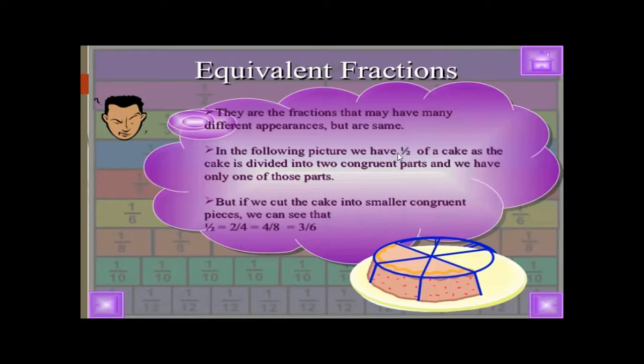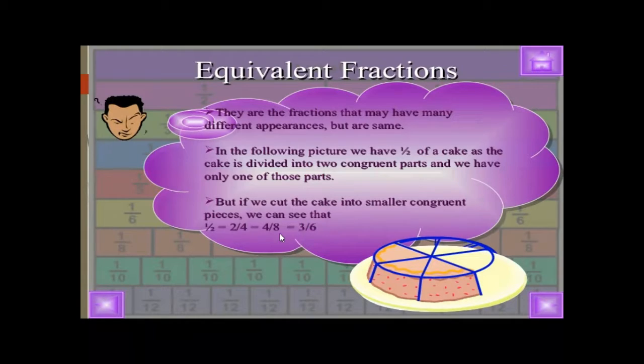But if we cut the cake into smaller congruent pieces, we can see that 1 upon 2, if I multiply 1 by 2 and 2 by 2, 1 twos are 2, 2 twos are 4. It means that in equivalent fractions, we must multiply the numerator and denominator by the same number. I have multiplied by 2 and continuously by 2 again: 2 twos are 4, 4 twos are 8.